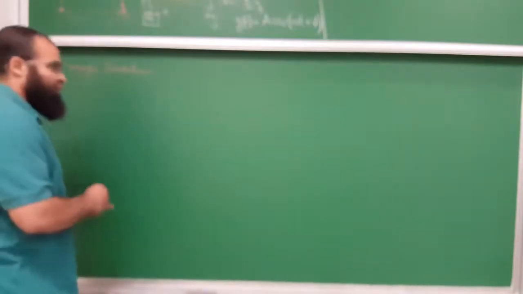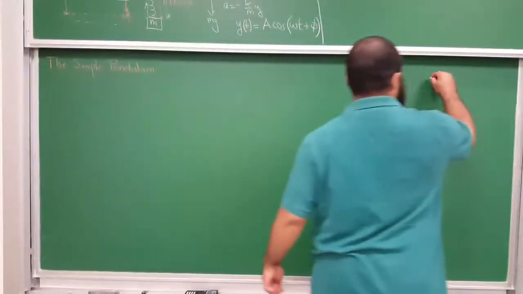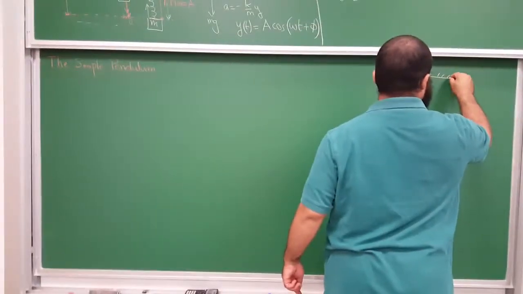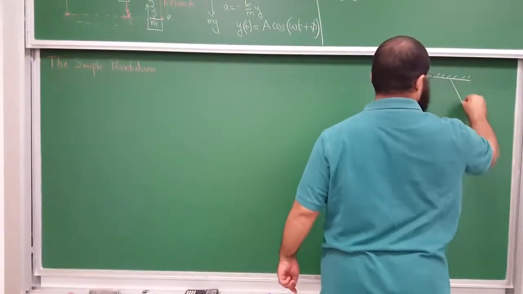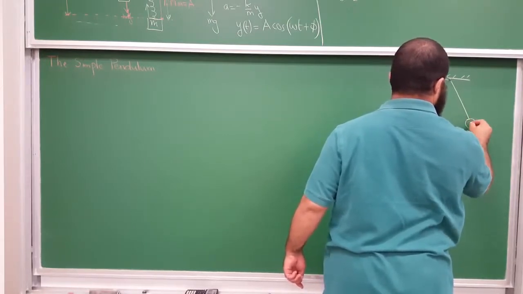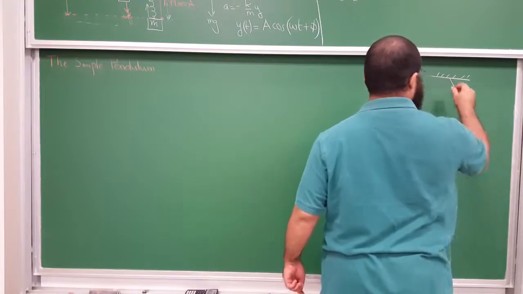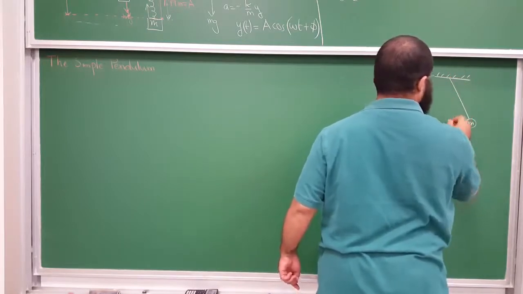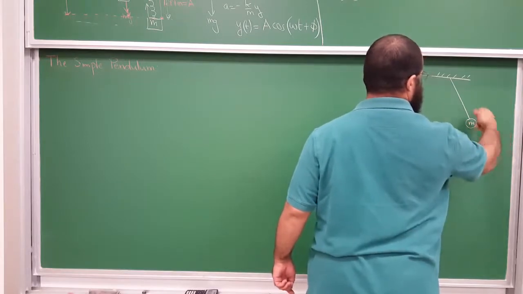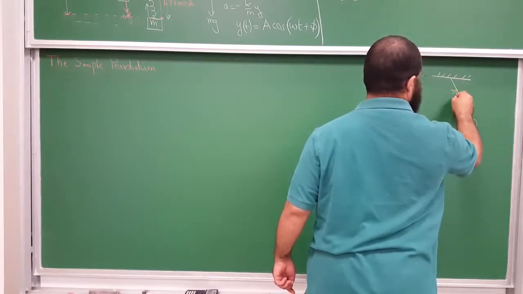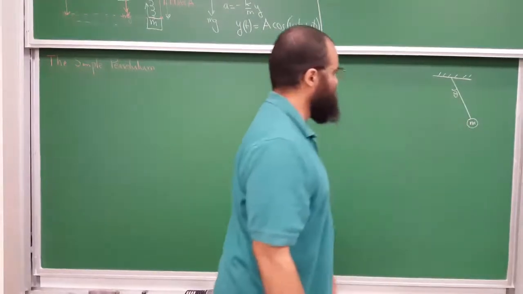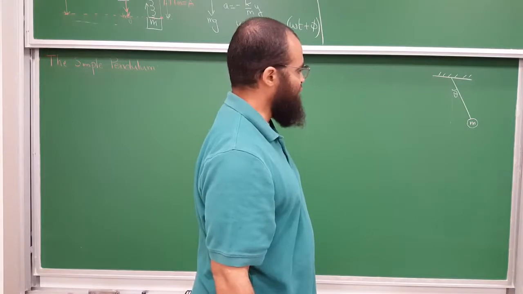So you have a mass. You have a mass and it's attached to a string. The string is of length L, and this is mass M. You pull it to the right by an angle theta, and you let go. So the pendulum will oscillate back and forth.